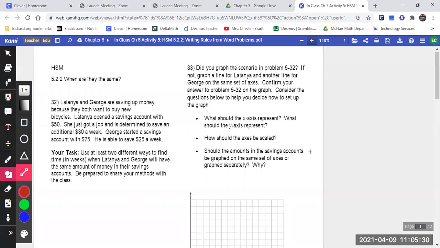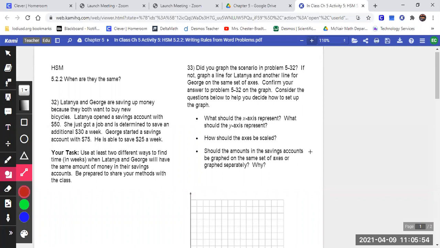Today, we're going to be talking about money. We're going to be talking about George and LaTanya, and they both want to save for the same thing. They're each saving in a slightly different way. So we're going to be looking at that.